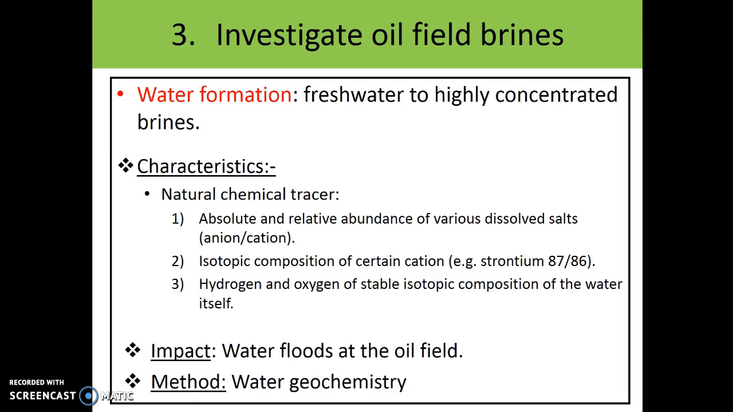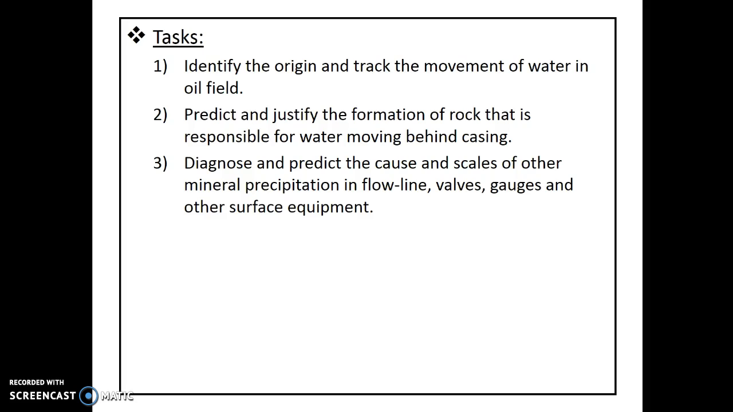So the impact of oil field brines is that it will cause water flood at the oil field, and the method to overcome this problem is by assessing the water geochemistry of samples that can be taken from the oil field flooding. So your task to prevent water flood at the oil field is that you need to identify the origin and track the movement of the water in the oil field.